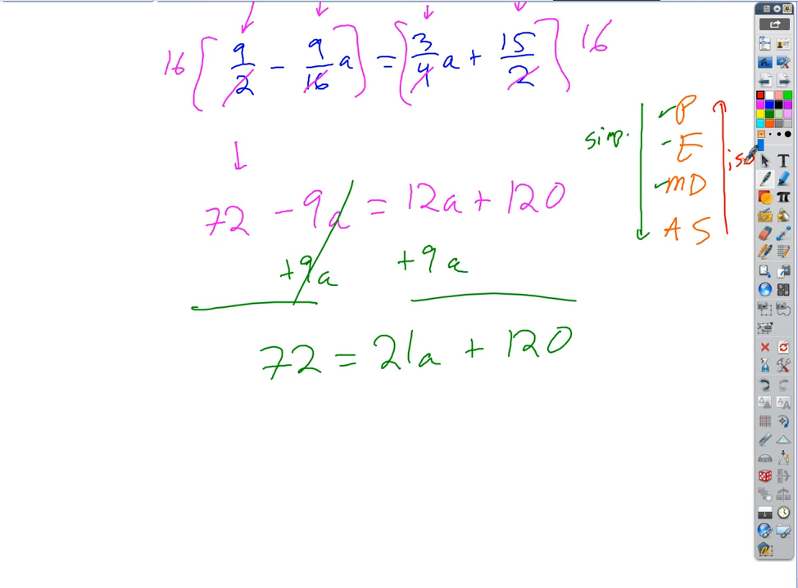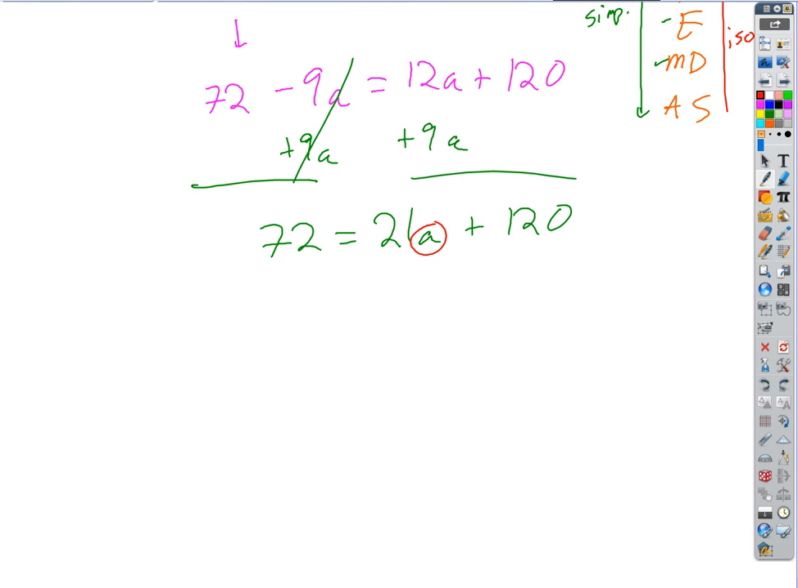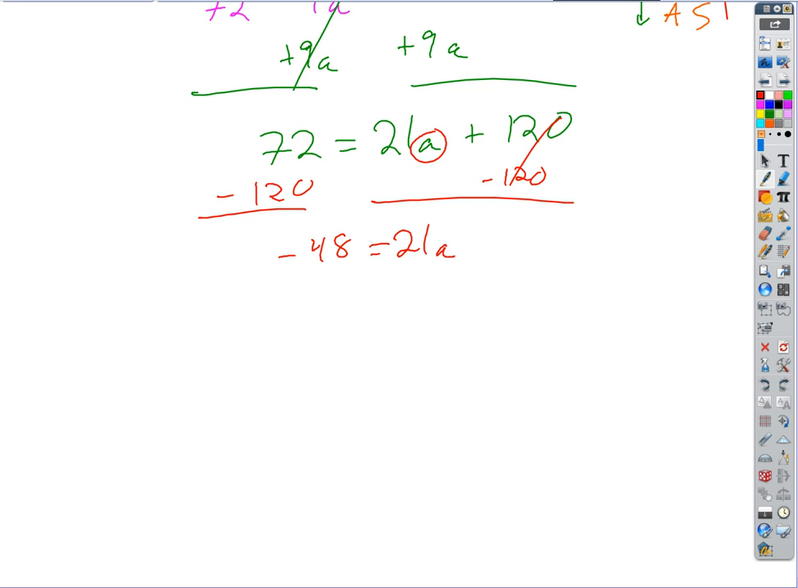Now we've got a single a, so I can just reverse the order of operations and solve for a. Isolate a. What are the two steps to get the a by itself? Okay, so subtract 120 and then divide by 21. So if we do that, -72 minus 120 is -48. And the last step is to divide by 21.